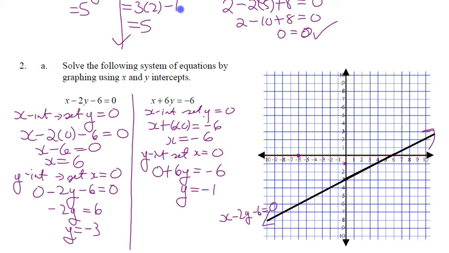Okay, and that could be any number that isn't 6. Because if it were a multiple of the constant, then we'd have the same line, right? So if I had 8x minus 12y equals 24, I would divide everything by 4 and end up with 2x minus 3y equals 6.